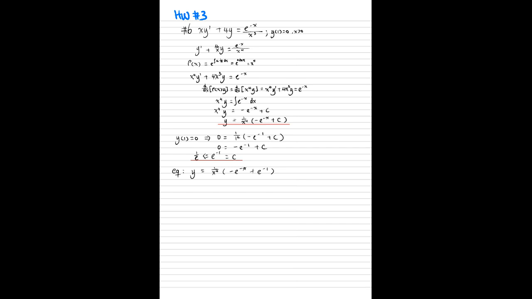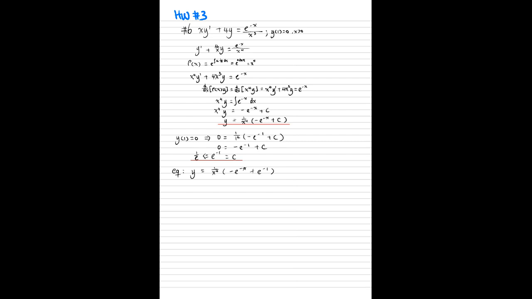Okay, thank you. So it's the rho of x, which is equal to x to the fourth, and then I multiply the differential equation by rho of x, which gives x to the fourth times y prime plus 4 times x cubed y equals e to the negative x.